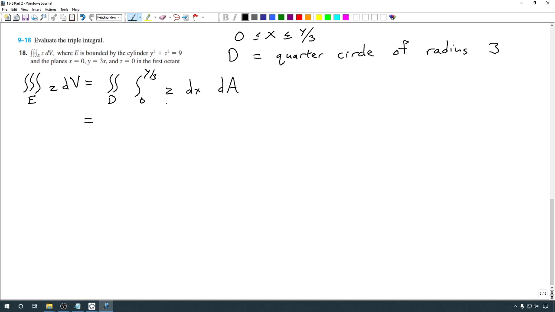Well, the integral of z with respect to x is actually pretty simple. It's just going to be z times x from 0 to y over 3.